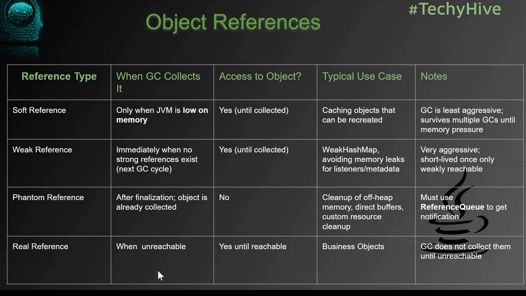So this is the quick summary of Java references, and these references we can use to optimize the JVM and to minimize the memory usage.